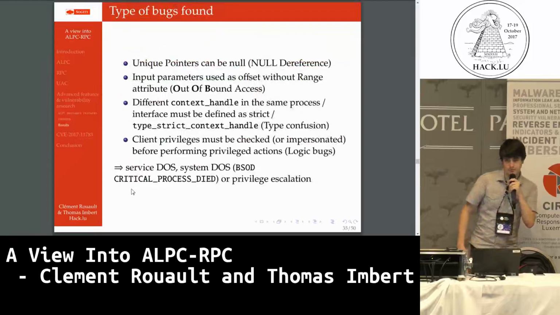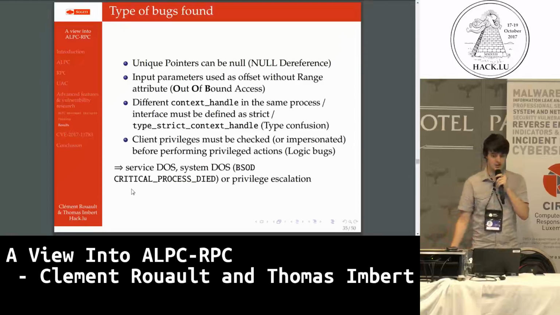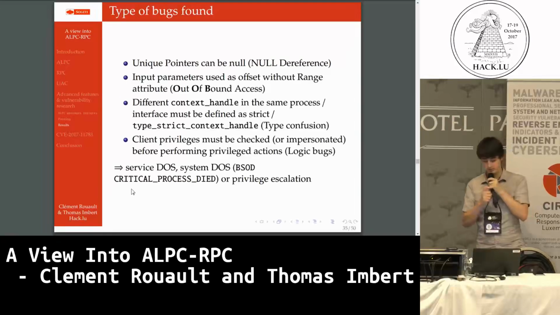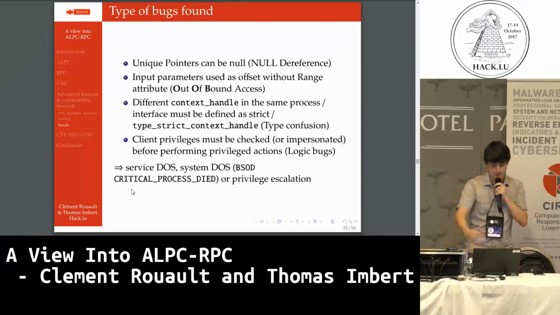So with RPC Forge, we were able to find multiple bugs, approximately 10, and most of them are null dereferences or out-of-bounds access due to invalid checks. So either a null pointer or integers that are not checked within the range, so doing out-of-bounds access. We also found a type confusion bug due to context handle.